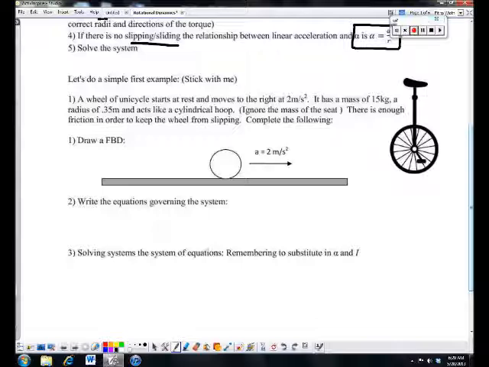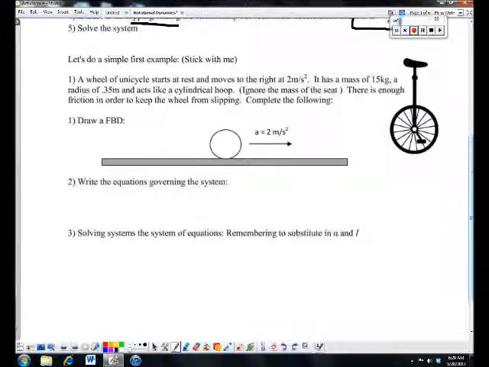So today's lesson is actually relatively short comparatively. It's just a couple examples, but I do have you try a little bit more at home today to give it a shot. So number one, a wheel of a unicycle starts at rest and moves to the right at 2 meters per second squared, has a mass of 15 kilograms and a radius of 0.35 meters, and acts like a cylindrical hoop. Ignore the mass of the seat. There is enough friction in order to keep the wheel from sliding.